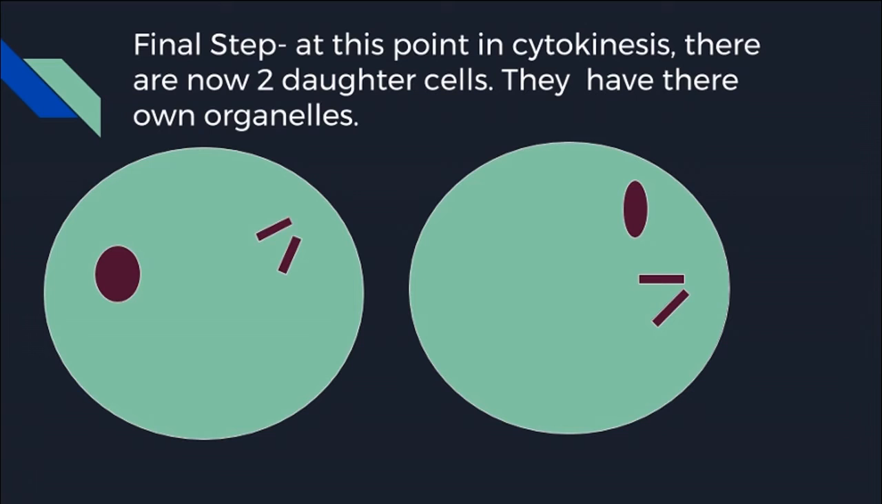The final step of cytokinesis: at this point, there are two daughter cells. They have their own organelles.